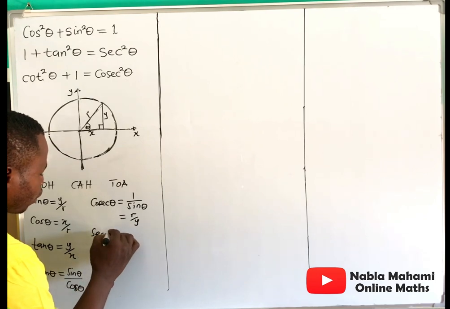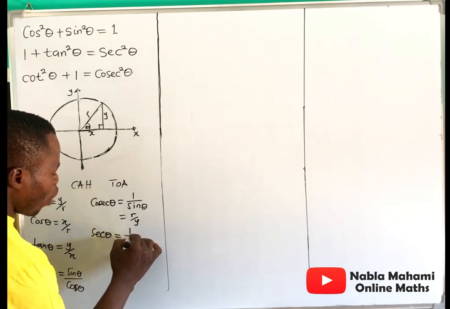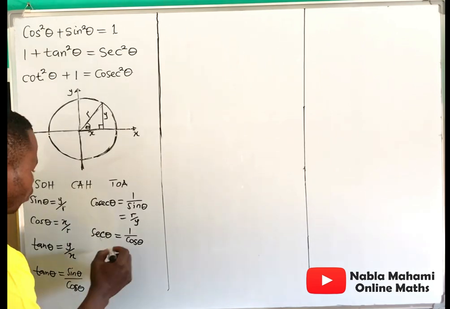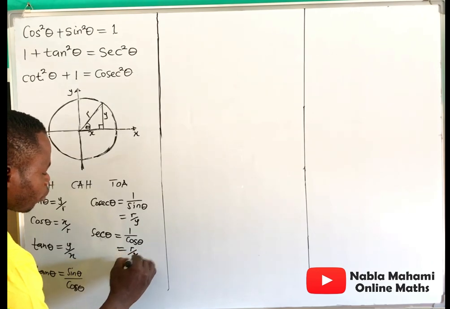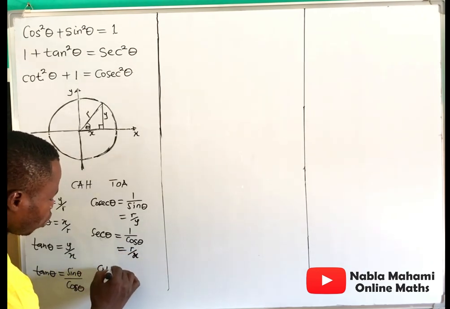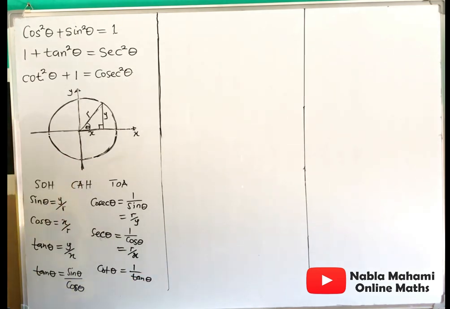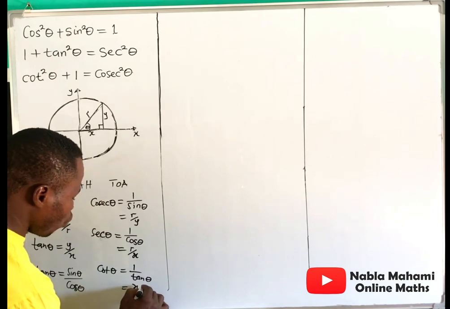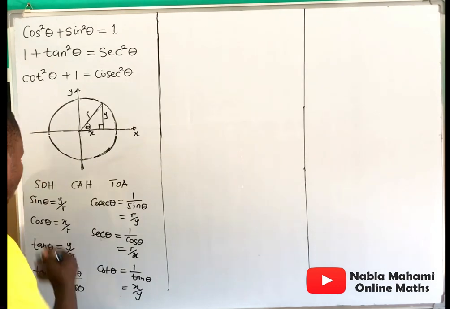Sec theta is equal to 1 over cos theta. But you see that this is the reciprocal of cos. So here, the r will go up and x will come down. So that one is the same thing as r over x. Then cot theta is equal to 1 over tan theta. But you can see that tan is y over x. If I'm to take the reciprocal, it will now be x over y. So these are the relationships of the reciprocals with these ratios.